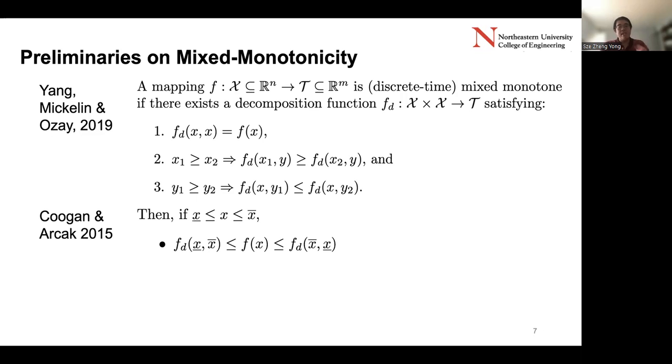So why is this nice? It's really nice because if we start dealing with intervals, when we have x being within a lower bar x and an upper bar x, meaning this here is actually an interval, then we can also bound the output of this function as an interval, where it simply is given by this decomposition function with the order of the x upper bar and x lower bar being switched. Just based on the property, we can easily show this.